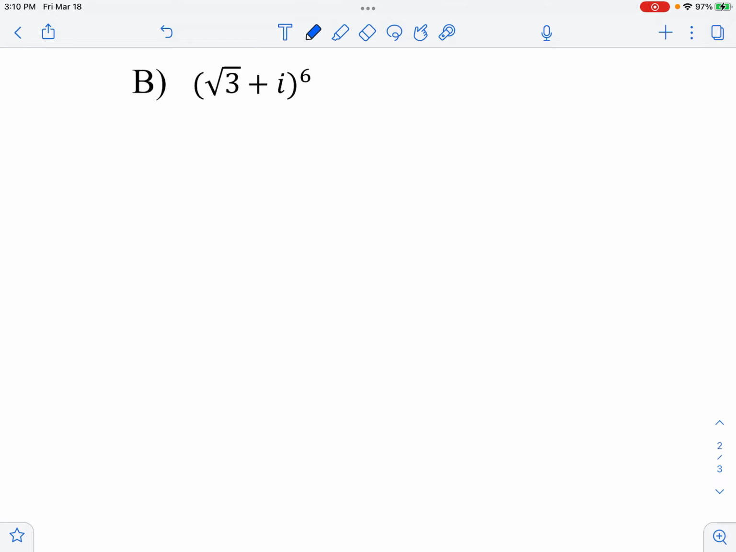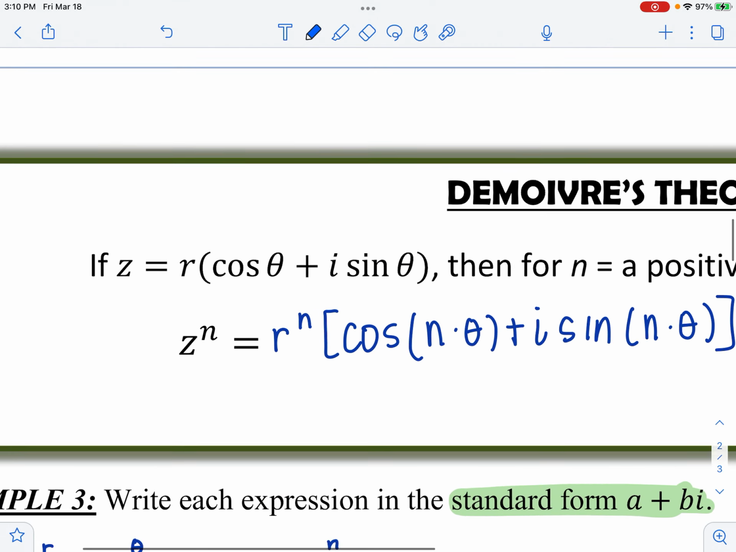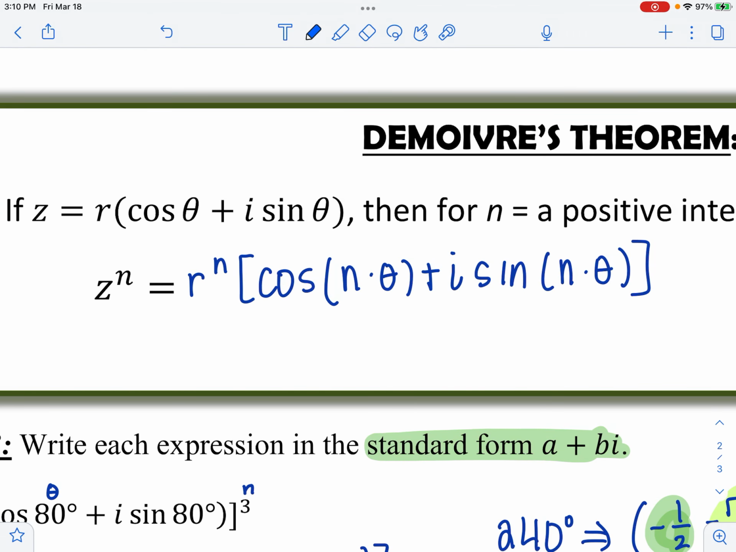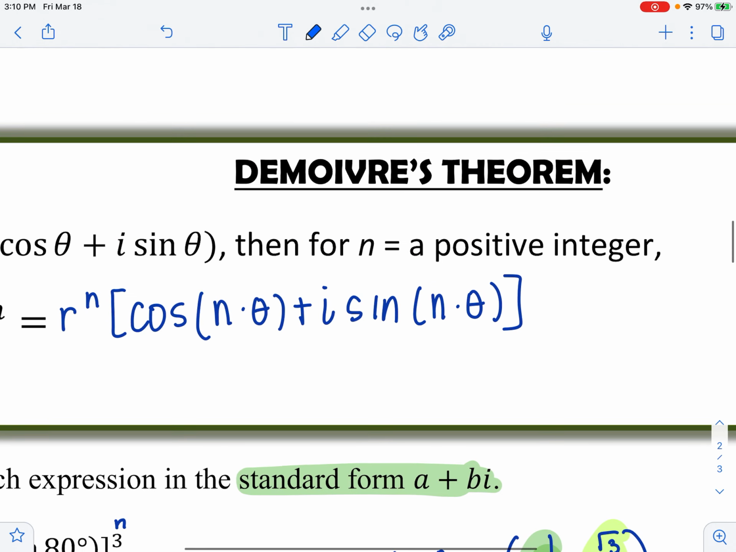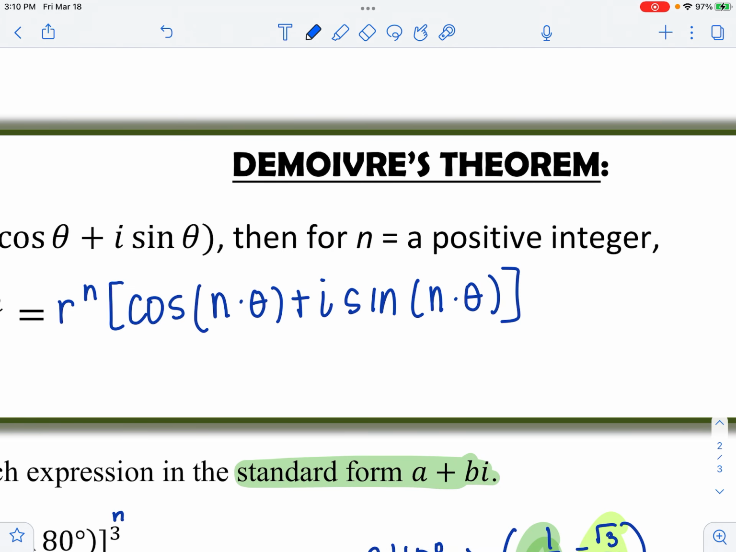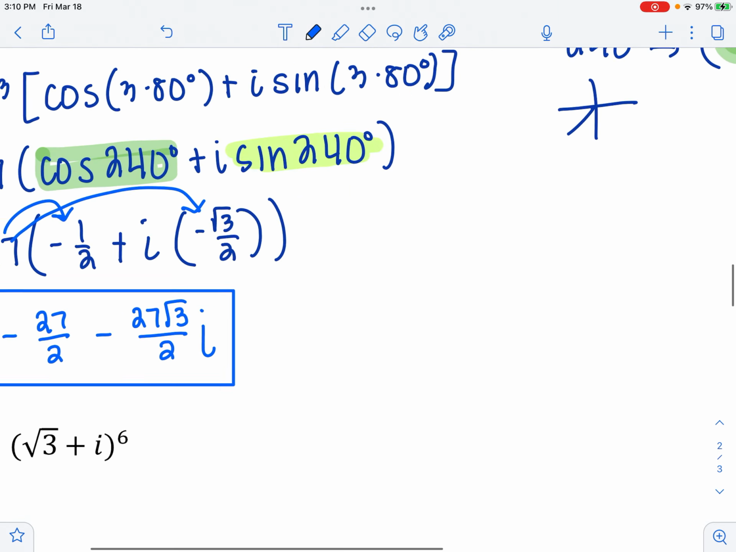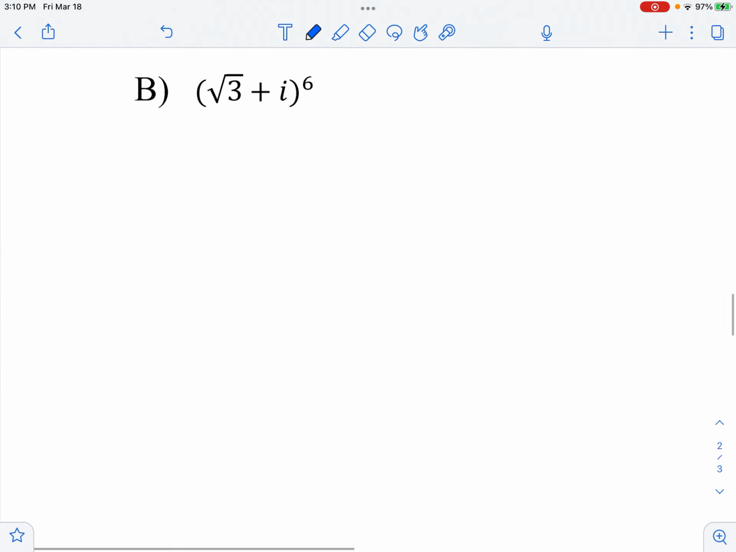So what we could do is that if we have r and theta, we can bring r to the nth power, which if you look here, n is 6. And then we can do cosine of 6 times theta plus i sine of 6 times theta. But I need to know what r and theta are, and this is in rectangular form right here. So we're going to convert this to polar form. I know it seems silly to convert to polar form to convert to rectangular form, but I need to know what those polar numbers are so that I can get that answer. All right, so let's convert this to polar form first.